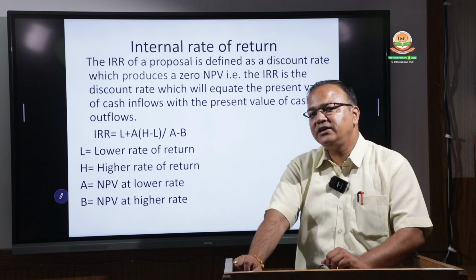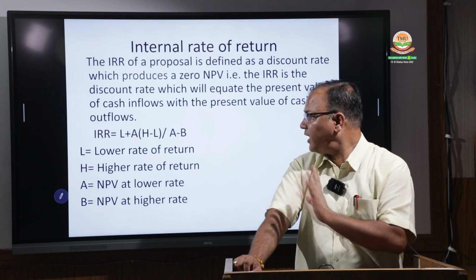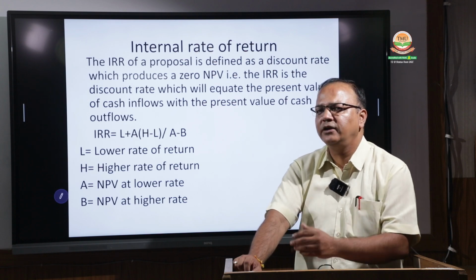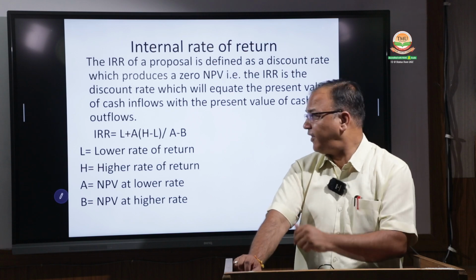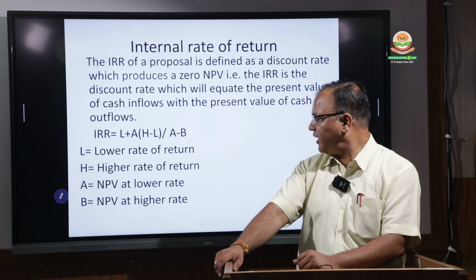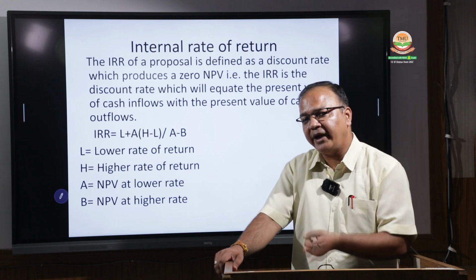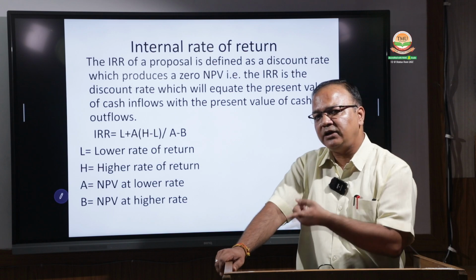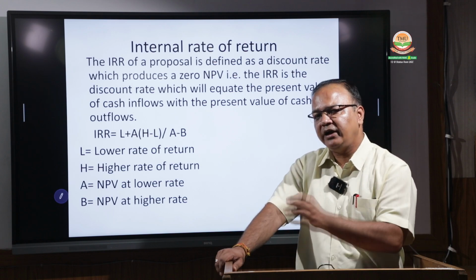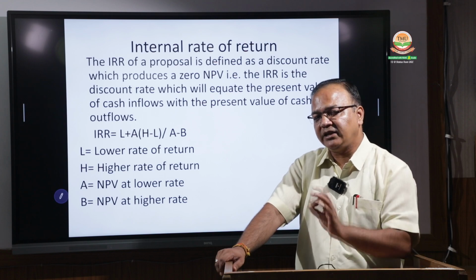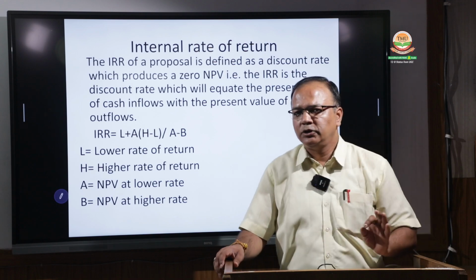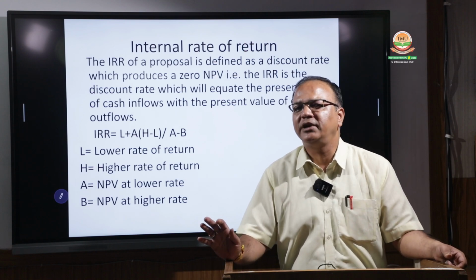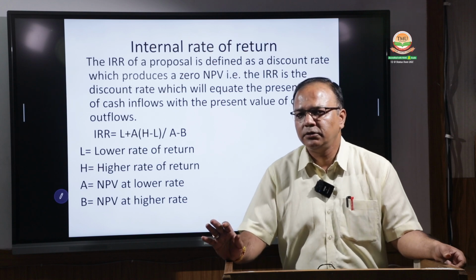Again I am repeating. IRR is equal to L, the 10%, plus A into H minus L, that is 5,000 into 10, because 20 minus 10 is equal to 10. So 5,000 into 10 is 50,000, divided by A minus B, the NPV at the lower rate minus the NPV at the higher rate. It will be 5,000 plus 3,000, which is 8,000. So it will be 10% plus 50,000 divided by 8,000, so 10% plus 6.25%, and it will be 16.25%.